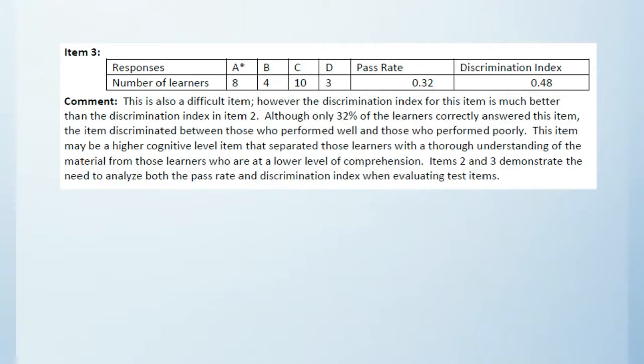So this is also a difficult item because our pass rate is only 0.32. However, the discrimination index is way better than the discrimination index in the last question. So this does a much better job of showing that the learners who performed well got the answer right and the learners who performed poorly got the answer wrong. This shows why we need to look at both the pass rate and the discrimination index, because this question is probably testing at a higher cognitive level and doesn't really need to be rewritten. It's doing what it should be. Whereas the other one, something's wrong with it and needs to be looked at.